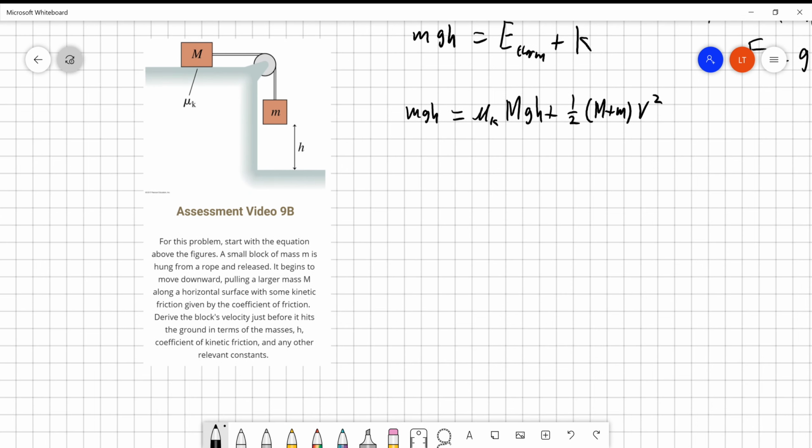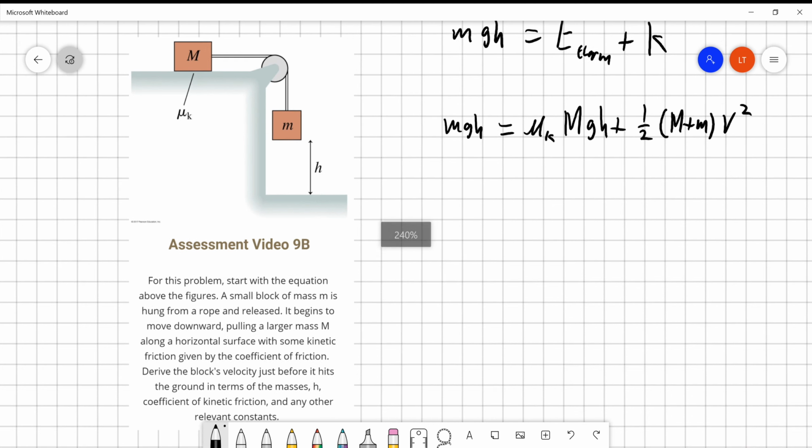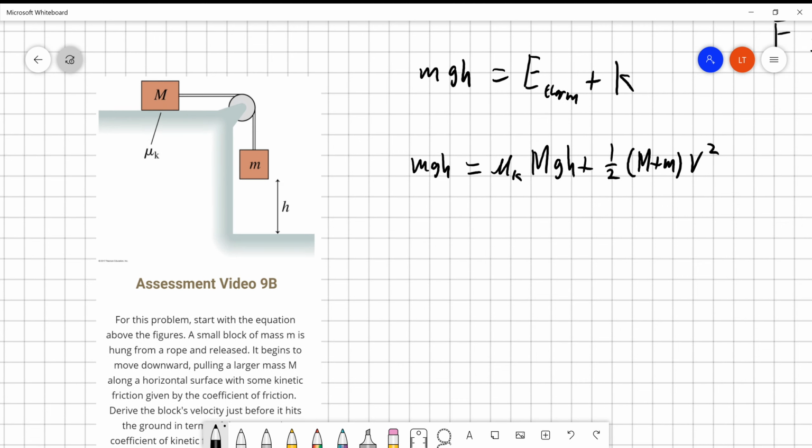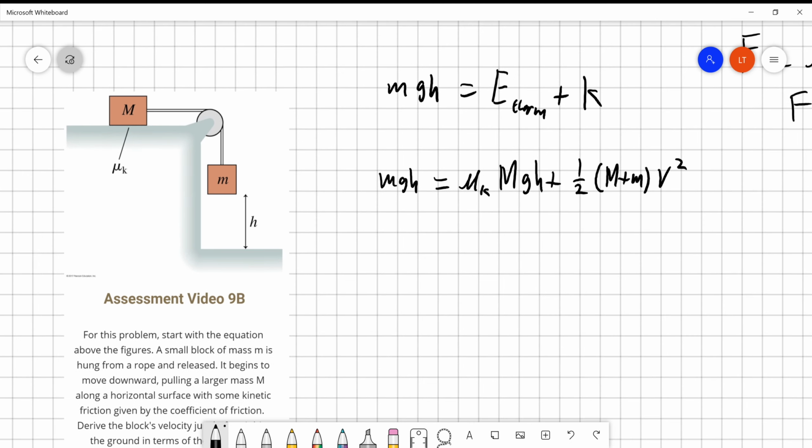So the problem here is we are given two blocks, capital M and little m, which is dangling a distance h off the ground. And we need to find the velocity of the blocks just before it hits the ground. So we can use the energy theorem for this.